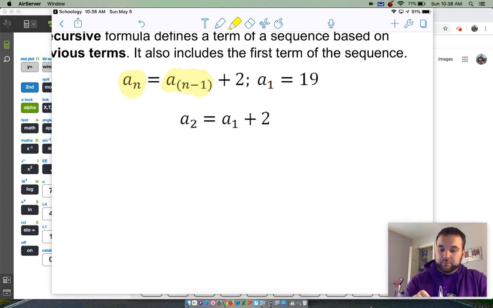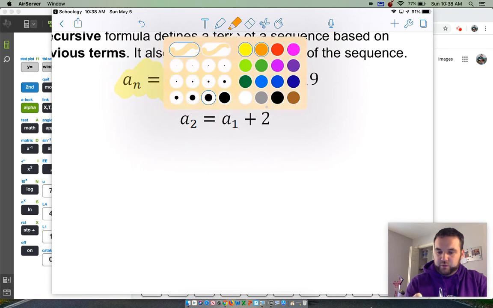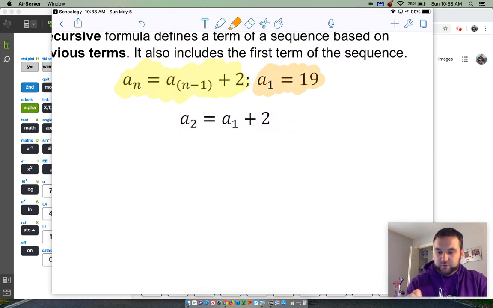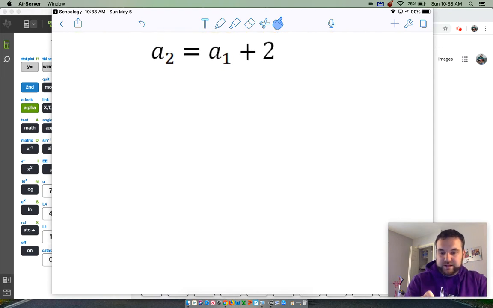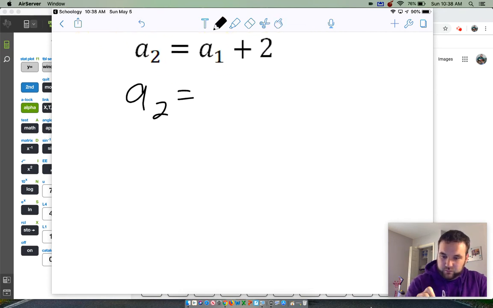Okay, and because the recursive formula uses the previous term, it has 2 parts. There's like the recursive formula part, but then you also have to tell what is the first term. Okay, so it would look something like this. To get the second term, you need to take the first term and add 2. So to get the second term, I have to take the first term, which was 19, and I'm going to add 2 to that, and that gives me 21.